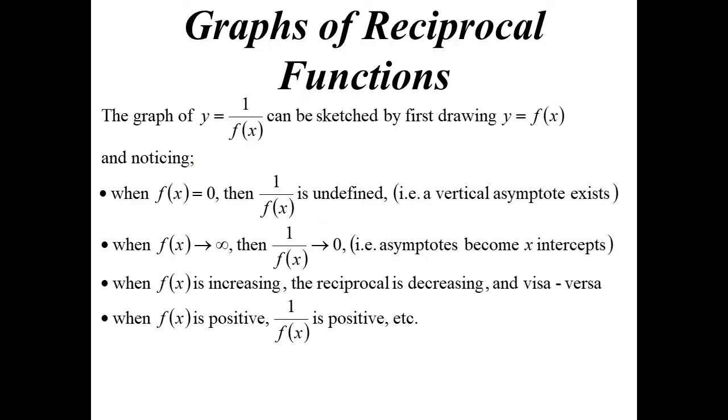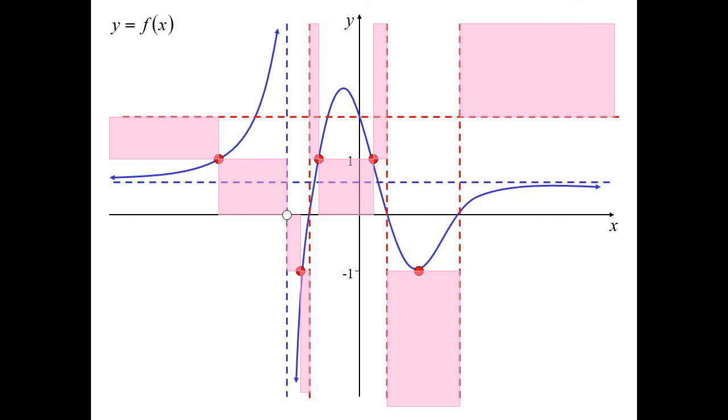Where the original graph is increasing, so the original graph is going up, the new graph, turn it upside down, it'll be going down. And vice versa. The sign won't change. Where the original graph is positive, the reciprocal graph will still be positive. And vice versa. So if I look at this one, what I'm doing is I'm just shading in all the areas I know where the curve will exist, working from left to right.